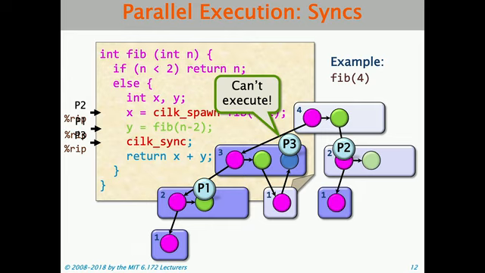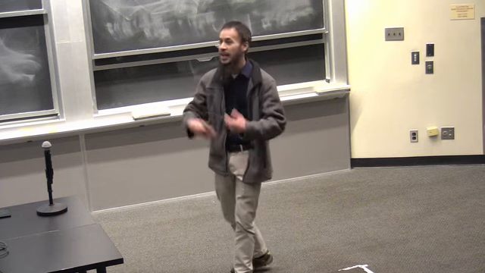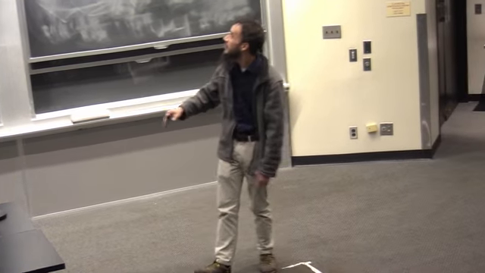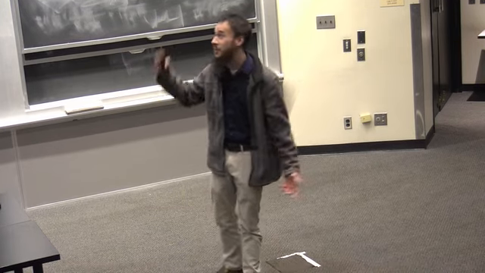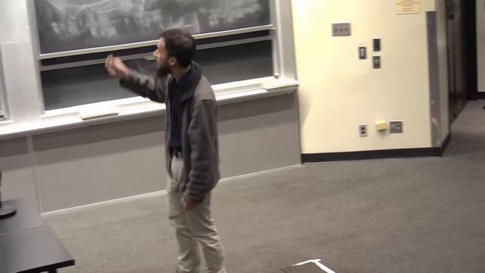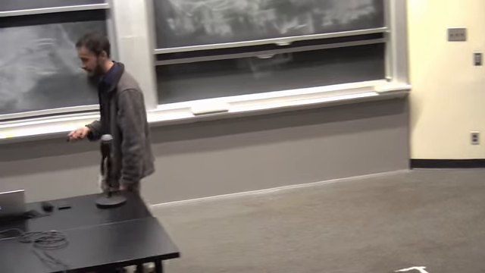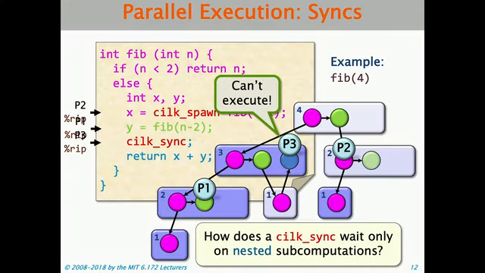Processor 3 shouldn't care. So processor 3 can't do something like, OK, all processors need to stop, get to this point in the code, and then execution can proceed. No. It just needs to wait on processor 1. Somehow, the Cilk system has to allow that fine-grained synchronization to happen in this nested pattern. So how does Cilk sync wait on only the nested subcomputations within the program? How does it figure out how to do that? How does the Cilk runtime system implement this?